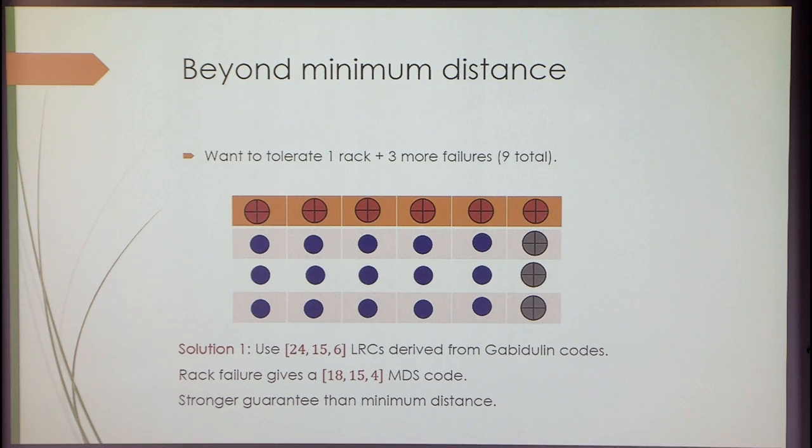Now, here's the point I want to make. A single rack failure here leaves you with an 18-15-4 MDS code, but this is not something that you'll get just from thinking about the minimum distance, because the minimum distance of this code is 6. It's that the kind of failure patterns that you care about are exactly tuned to the kind of things that it can correct well, right?